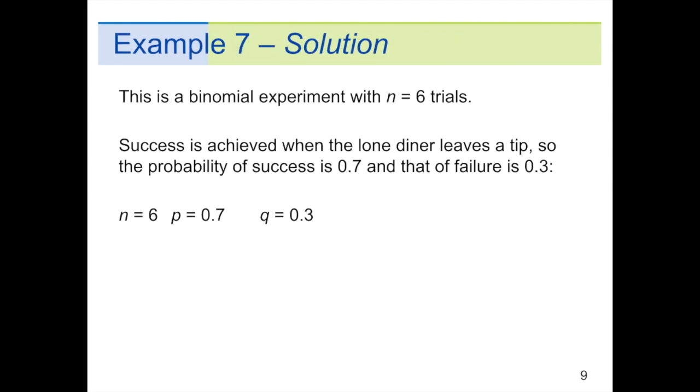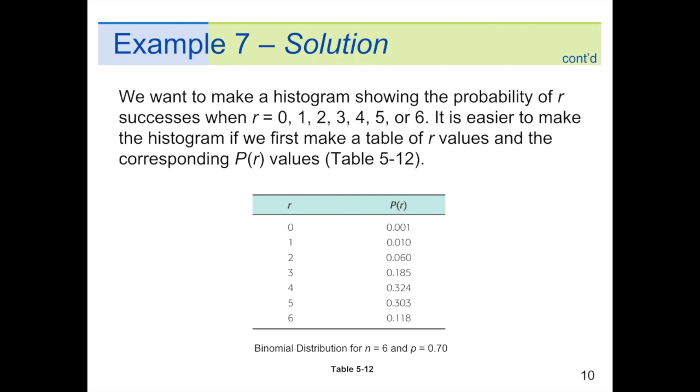This is a binomial experiment with n equals 6 trials, because there are 6 lone diners. Success is achieved when the lone diner leaves a tip, so the probability of success is 0.7 and that of a failure is 0.3. So n is 6, p is 0.7, and q is 0.3. We want to make a histogram showing the probability of R successes when R equals 0, 1, 2, 3, 4, 5, or 6. It is easier to make a histogram if we first make a table of R values and the corresponding P of R values.